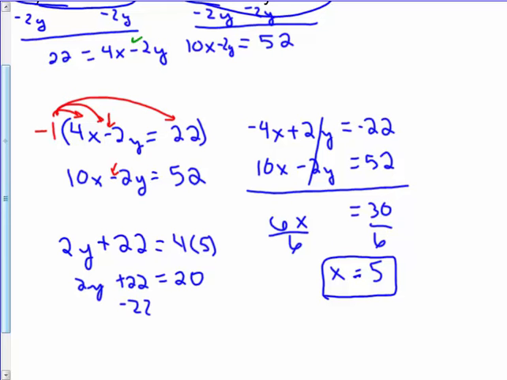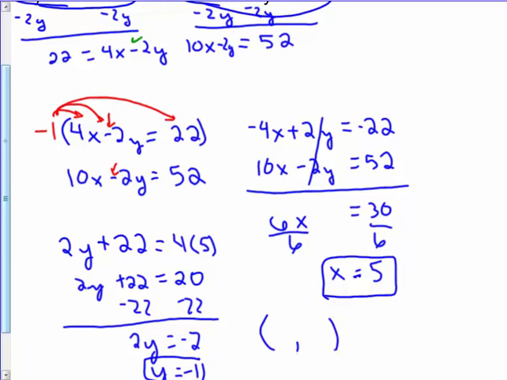I'm going to solve it, move the 22 over. And I get 2y equals negative 2. When I divide each side by 2, I get y is negative 1. Now if I plugged it into the other equation, I would get the same thing.